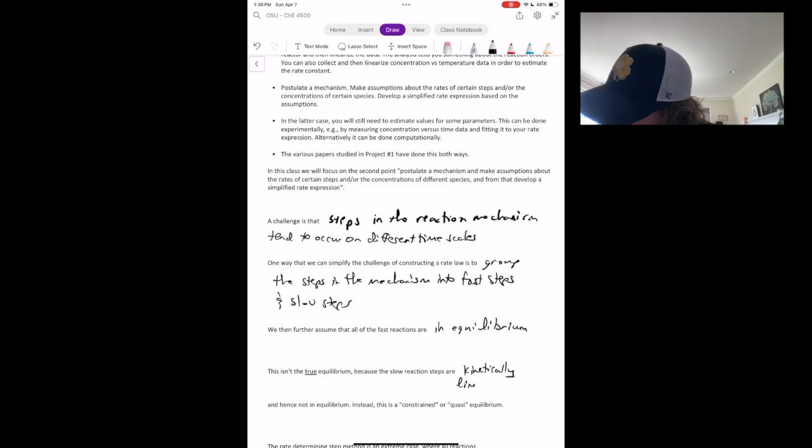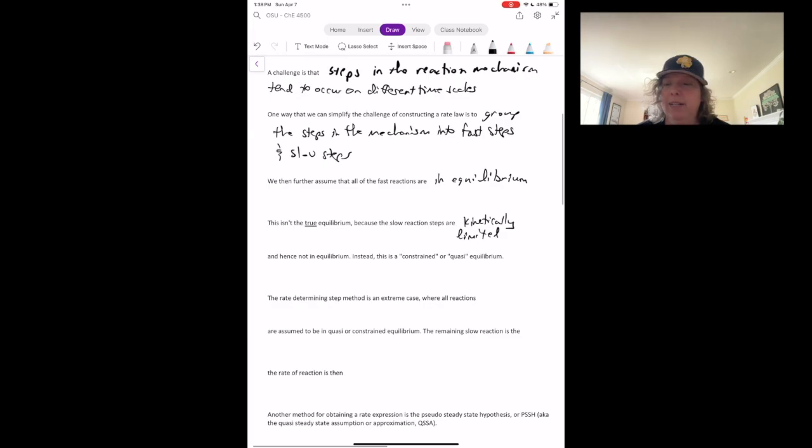If there's a couple steps in the mechanism that are kinetically limited, then the overall reaction itself is also kinetically limited, so it's not in equilibrium. And so these steps that are in equilibrium, we call this either a constrained or a quasi-equilibrium. What that means is that those steps are in equilibrium, but the overall reaction is not.